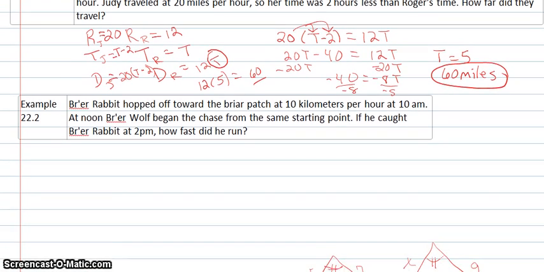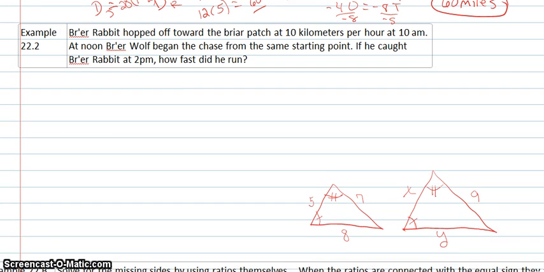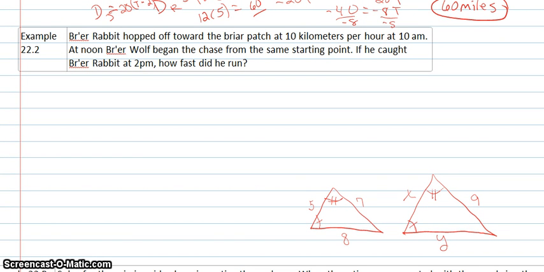Alright, the next example is another uniform motion problem with equal distances. Brer Rabbit hopped off towards the briar patch at 10 kilometers per hour at 10 a.m. At noon, Brer Wolf began the chase from the same starting point. If he caught Brer Rabbit at 2 p.m., how fast did he run? So we have a rate, time, and distance for the rabbit, and a rate, time, and distance for the wolf.